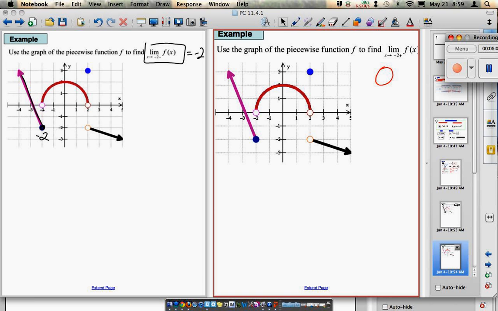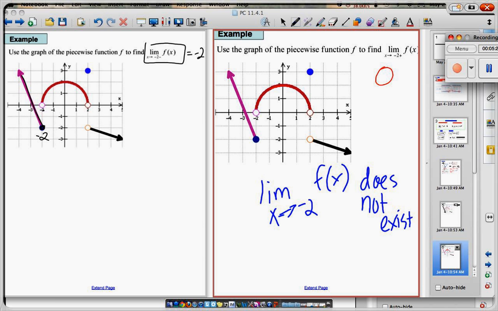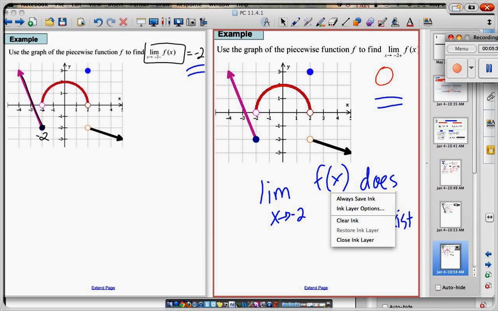So if we were asked the following question, what's the limit as x approaches -2, we would say that it does not exist. If that was our question being asked, what happens as x approaches -2? Sometimes they don't exist because they conflict. In this case, they conflicted. One gave us 0, one gave us -2.